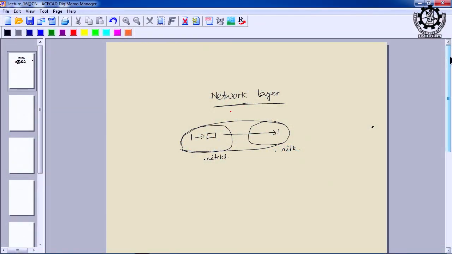That means the network layer is responsible for the end-to-end delivery of the packet. When I say end-to-end, I mean host to host. That means the job of the network layer is to identify a host in the globe and deliver the packet or the data to him. That is the job of the network layer.